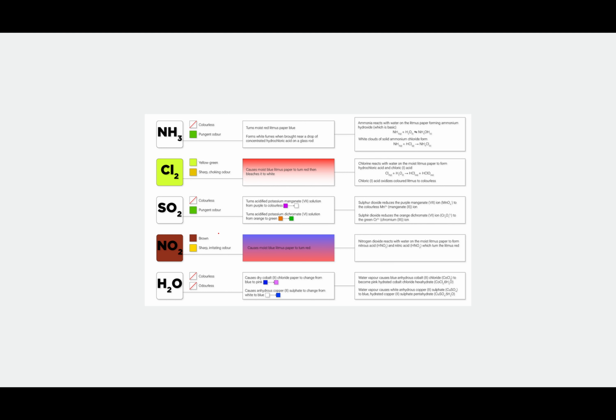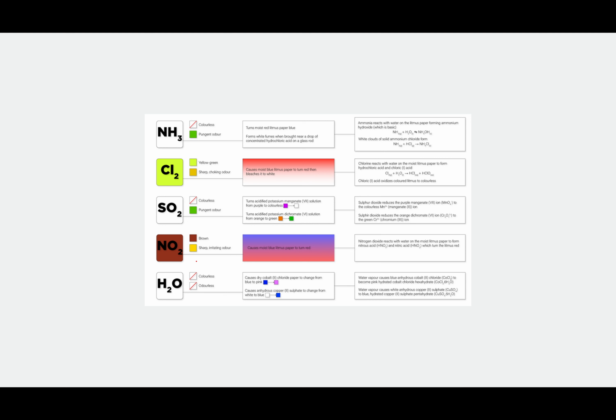So nitrogen dioxide is a brownish gas with a sharp odor, right? It can turn moist blue litmus paper to red, right? And if all of that is done and you still are not sure, you can bubble it into water and actually test the pH, right?